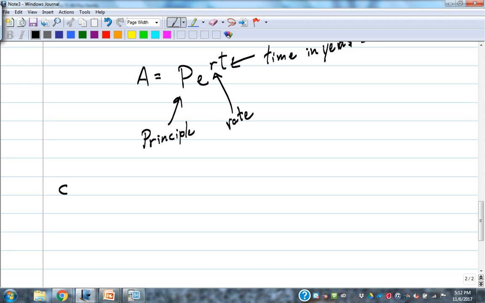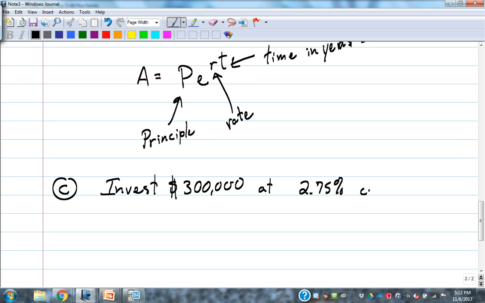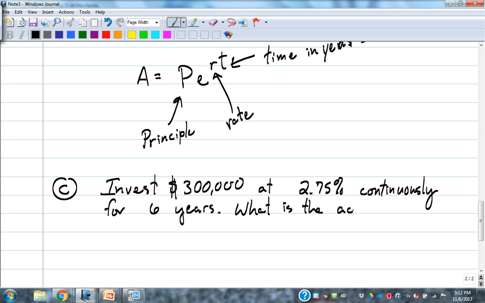So let's look at an example. Let's say we invest $300,000 because we got that kind of money at 2.75% continuously for 6 years. What is the account worth?